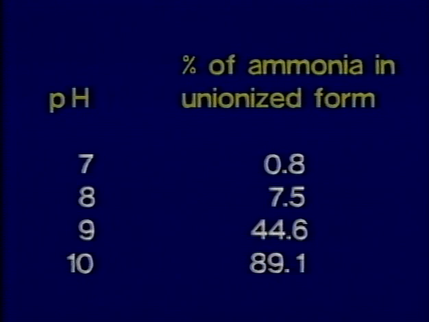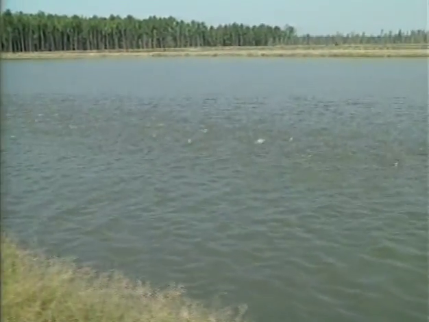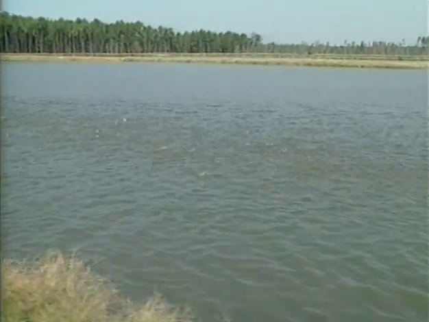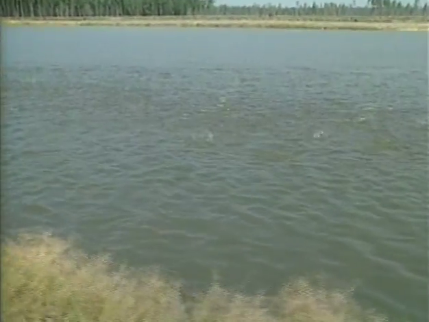Increasing pH and temperature shifts this reaction to the right. For example, one can see that there is a much greater percentage of ammonia in the unionized form at pH 8 than at pH 7. pH affects the percentage of unionized ammonia much more than temperature. The unionized form of ammonia is much more toxic to fish than the ionized form.